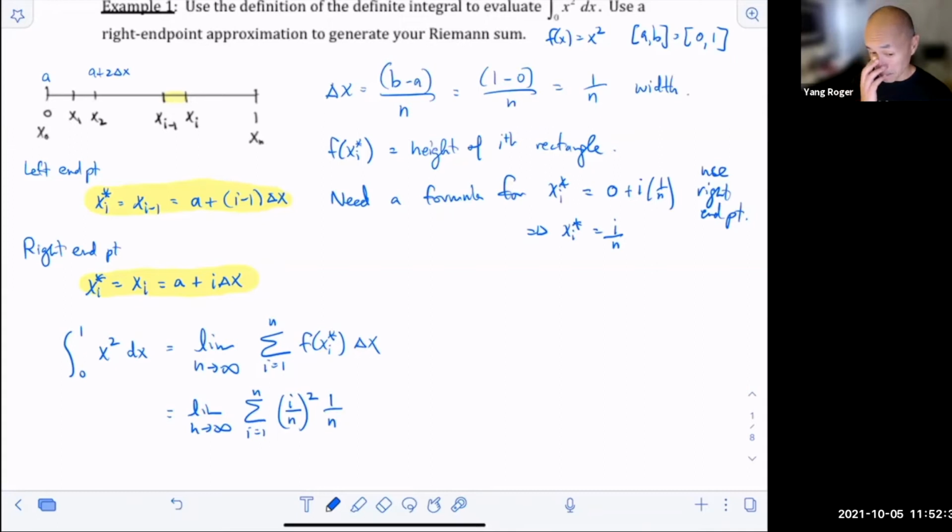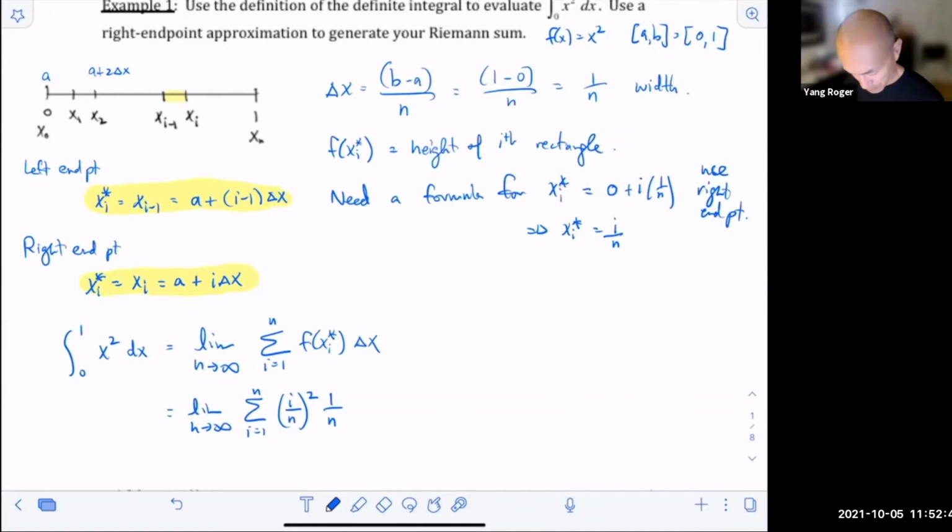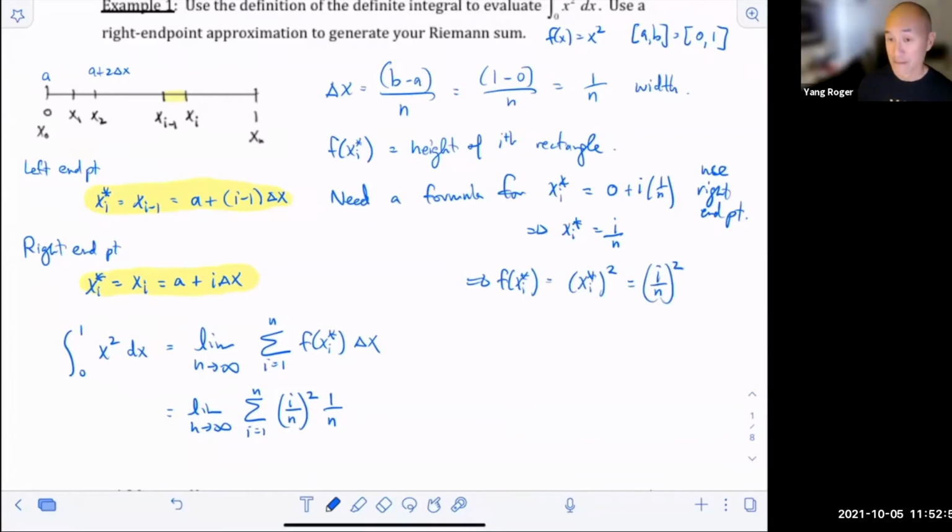Are there any questions so far? You should ask if you have any questions. Maybe I'll write a little bit more detail because I have room up here. So f of xi star is equal to xi star squared, which is equal to I over n squared. No questions. All right, perfect.